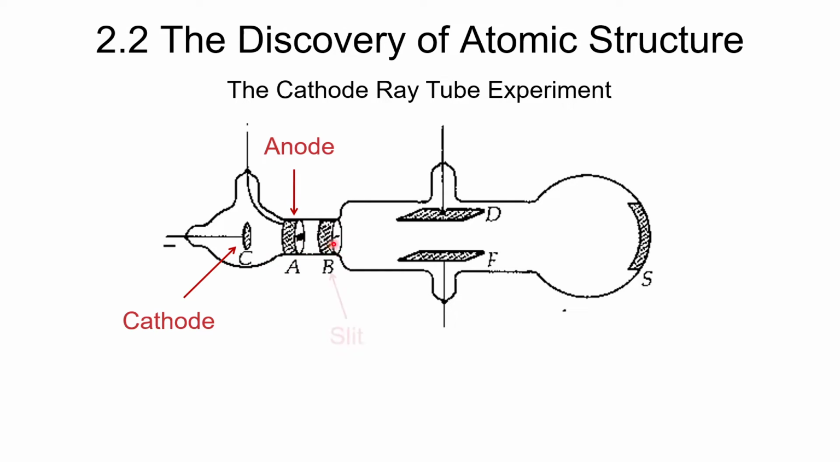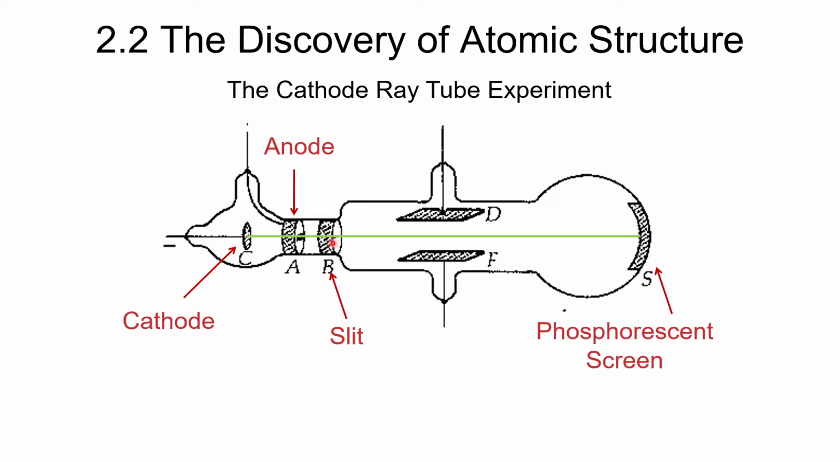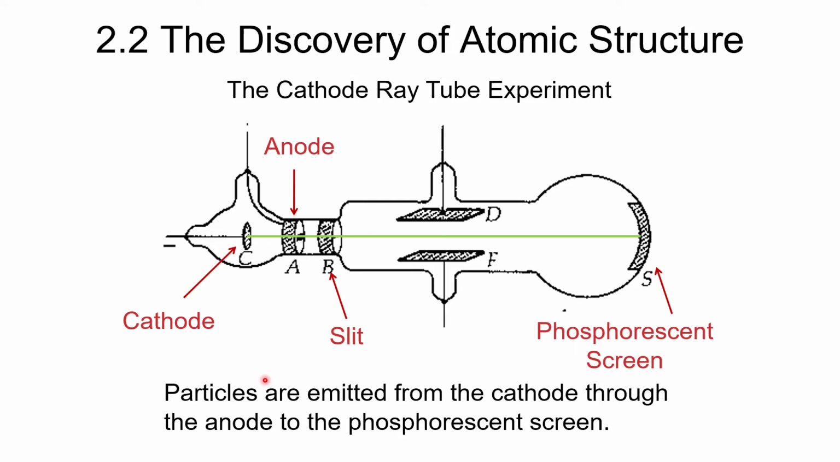And then here, this is a slit. The reason that we have the slit is that we're going to have particles that flow from our cathode to our anode. And then over here, S is our screen, and that is a phosphorescent screen. When the charged particles that come out of the cathode hit the screen, they will glow. And that way you can tell where those particles have gone. So particles will be emitted from the cathode through the anode, through a slit, and then hit the phosphorescent screen. And so that's the basic setup for the cathode ray tube experiment.